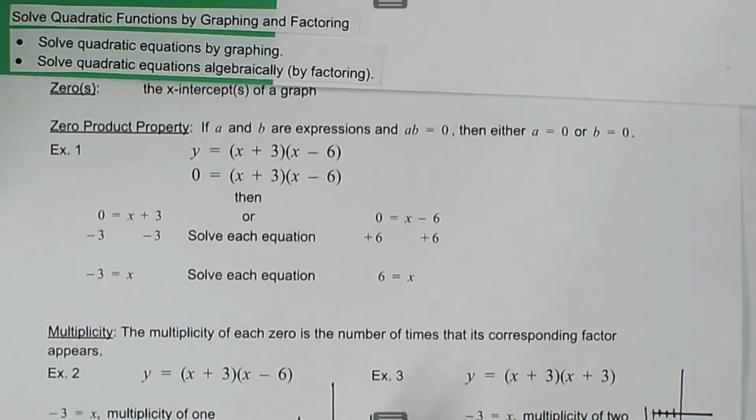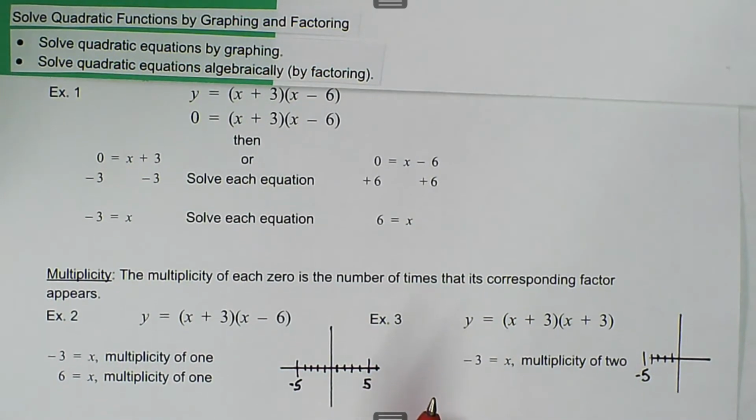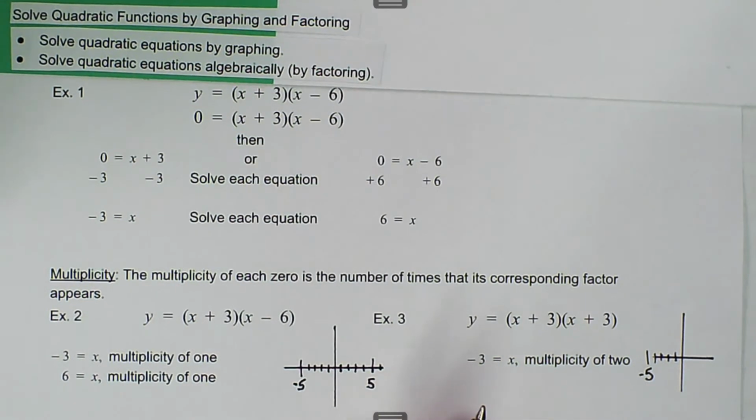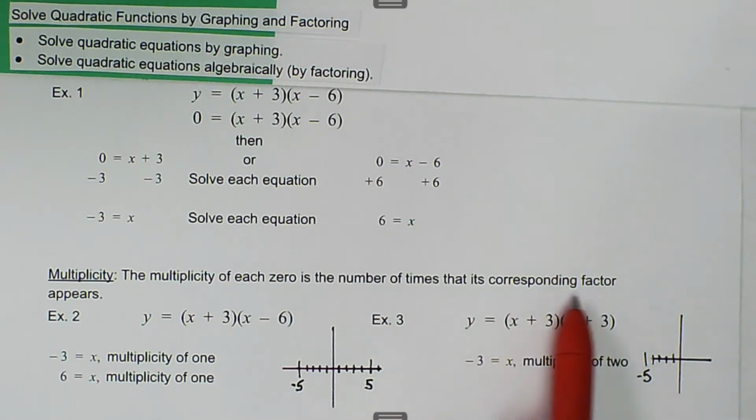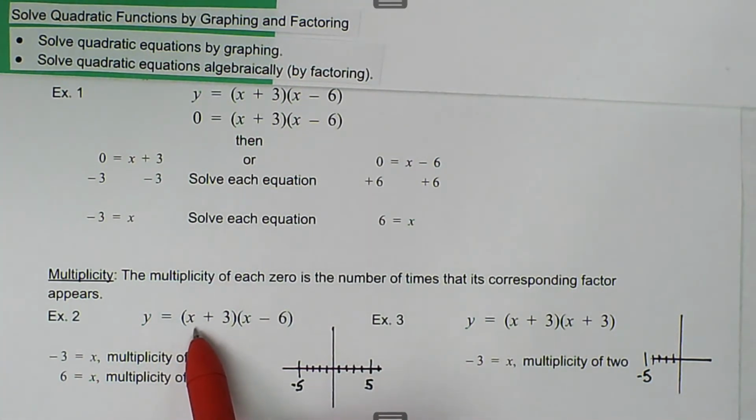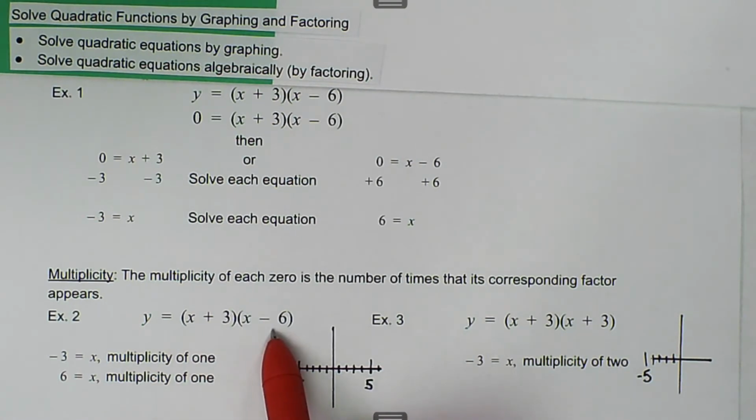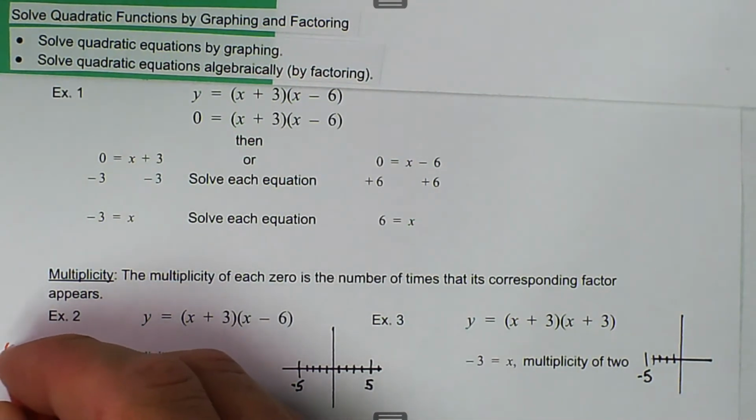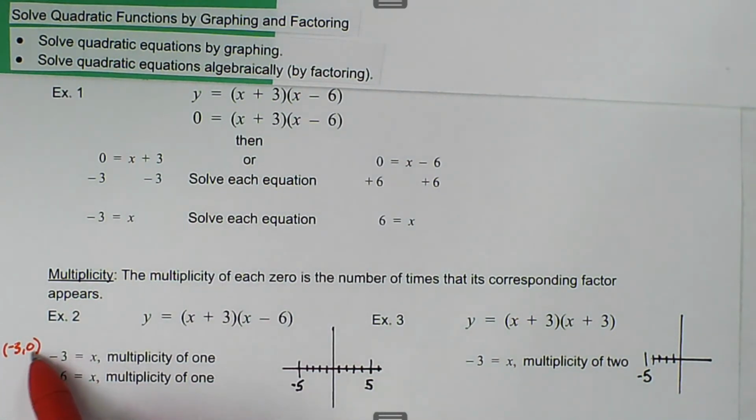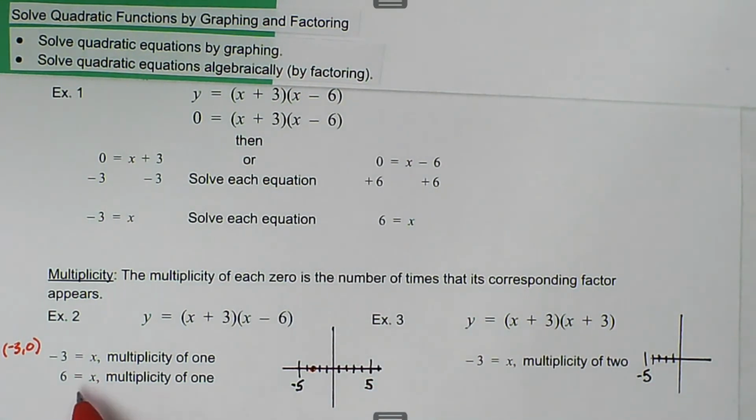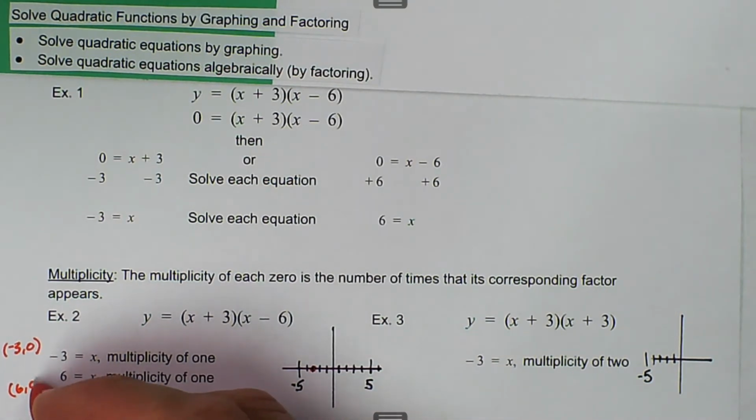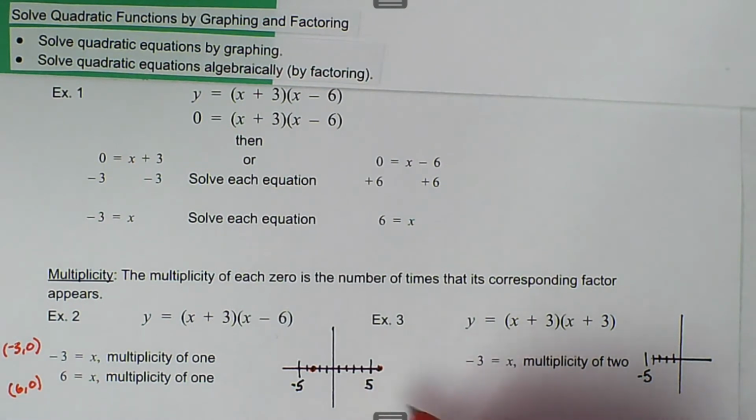So what that tells us is the multiplicity of the function. And what the multiplicity says is the multiplicity of each 0 is the number of times that its corresponding factor appears. So when we're looking at the example over here, we have y equals x plus 3, x minus 6. What that tells us is if we set x equal to negative 3, that's going to give us the point negative 3, 0. That's going to be a 0 or a root. So negative 3, 0 happens right there. If x equals 6, that tells us that we have the point 6, 0, and then that point happens right there. So those are the zeros.